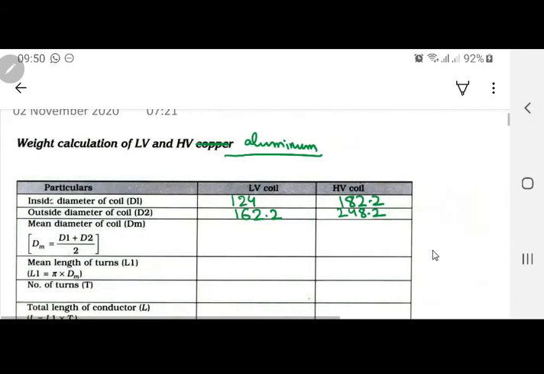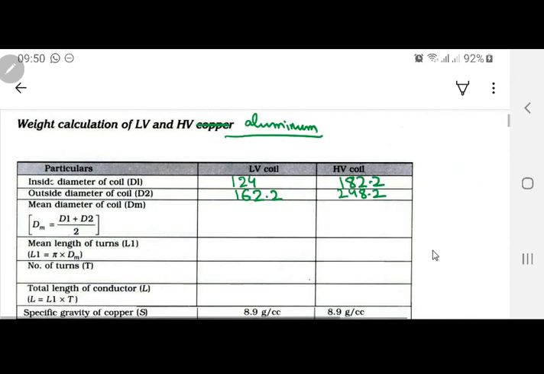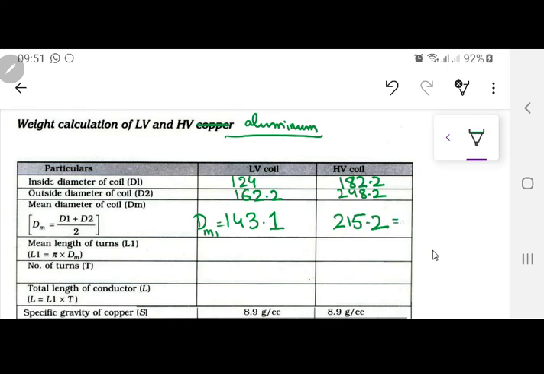Okay, coming on to lecture number 9 over here. Mean diameter please. 140, 143.1 in millimeters, and in high voltage 215.2. One thing very important, since they have used this variable dm, so this is low voltage coil, they can use it dm1, and then you can use any subscript p or s or low voltage or high voltage for this one, so you can use dm2. It's totally up to you.